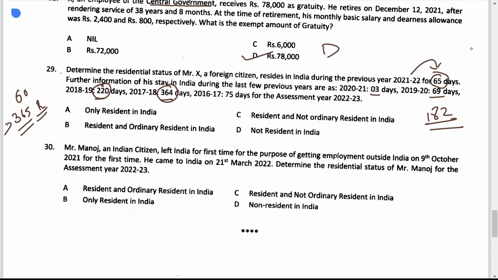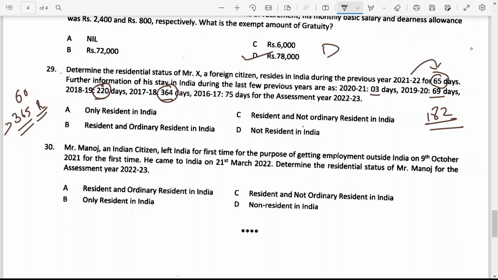Now second additional condition, he is in India for 730 days or more during 7 previous years immediately preceding the relevant previous year. So if you make total of this 1, 2, 3, 4, and 5, it is more than 730 days. So that is why he also satisfied the second additional condition. So that is why his status is resident and ordinarily resident in India.